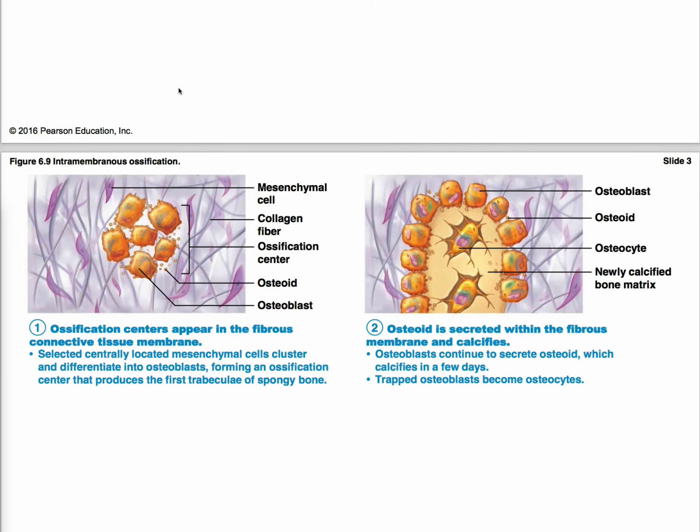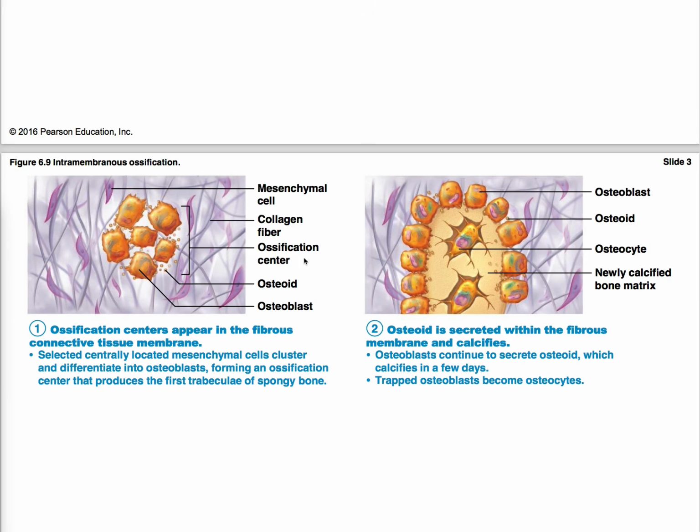Now, in the second step, you can see over here that the osteoblasts are starting to secrete osteoids. However, over here there's further secretion that takes place, and as the calcium and other mineral salts start to come in, these osteoids start to harden up. In other words, they start to calcify.